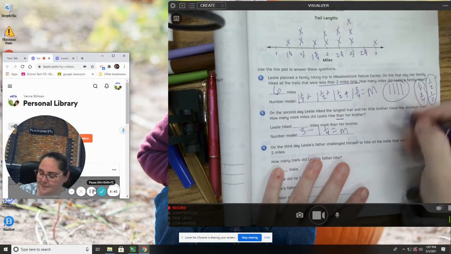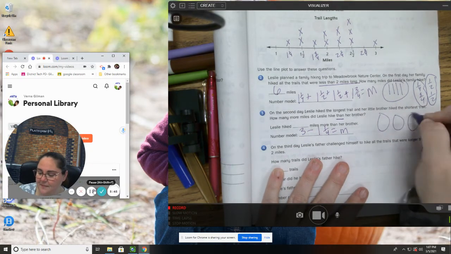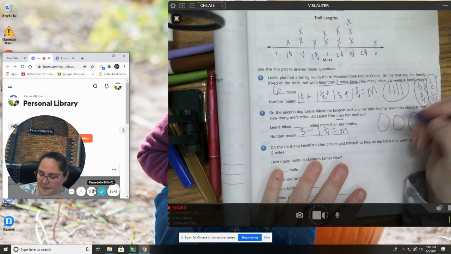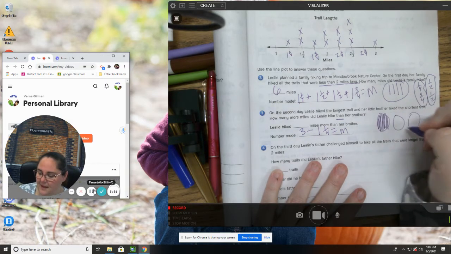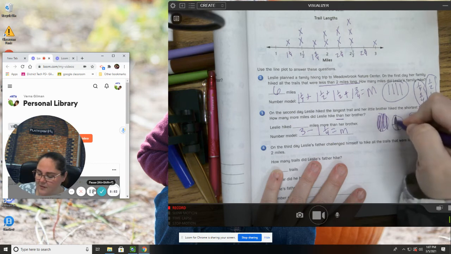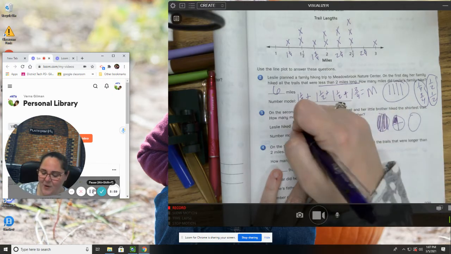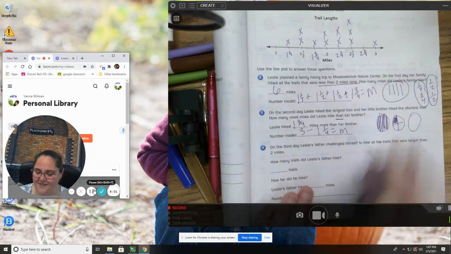All right. I'm a picture person. There's my 3 miles. Minus 1 and 1/4. What's left? 1 3/4 miles is left. Absolutely.